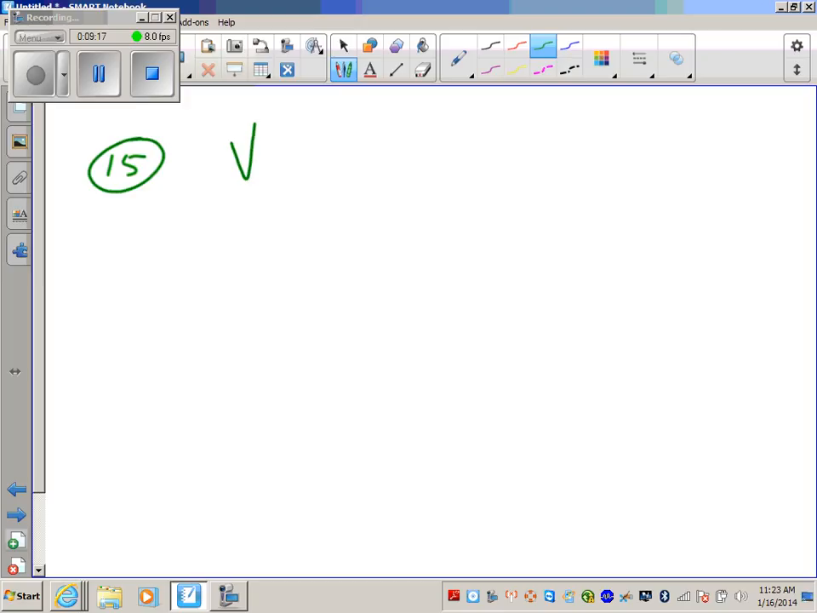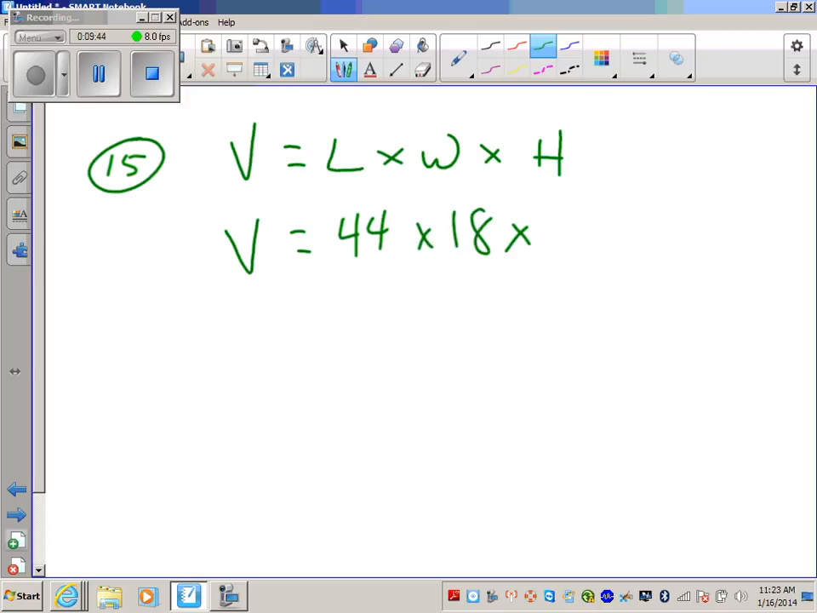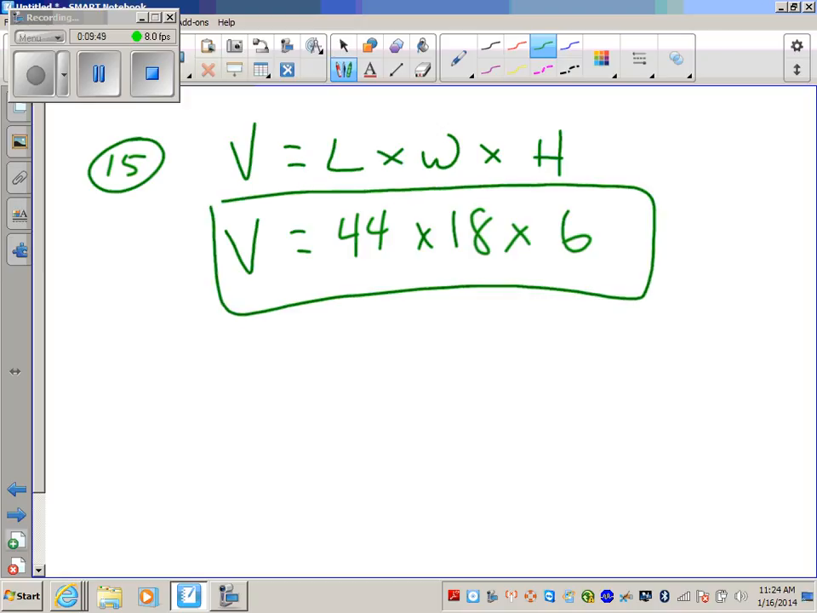And number 15 is looking for volume. And it says, find the volume of the rectangular prism in number 11. So you got to go back and look at number 11, use the dimensions that we have for number 11. We said that for number 11, I think we said our length was 44, we said our width was 18, we said our height then was 6. Again, does it really matter what order we put them in? No. You're going to multiply all 3 of them anyway, doesn't really matter.